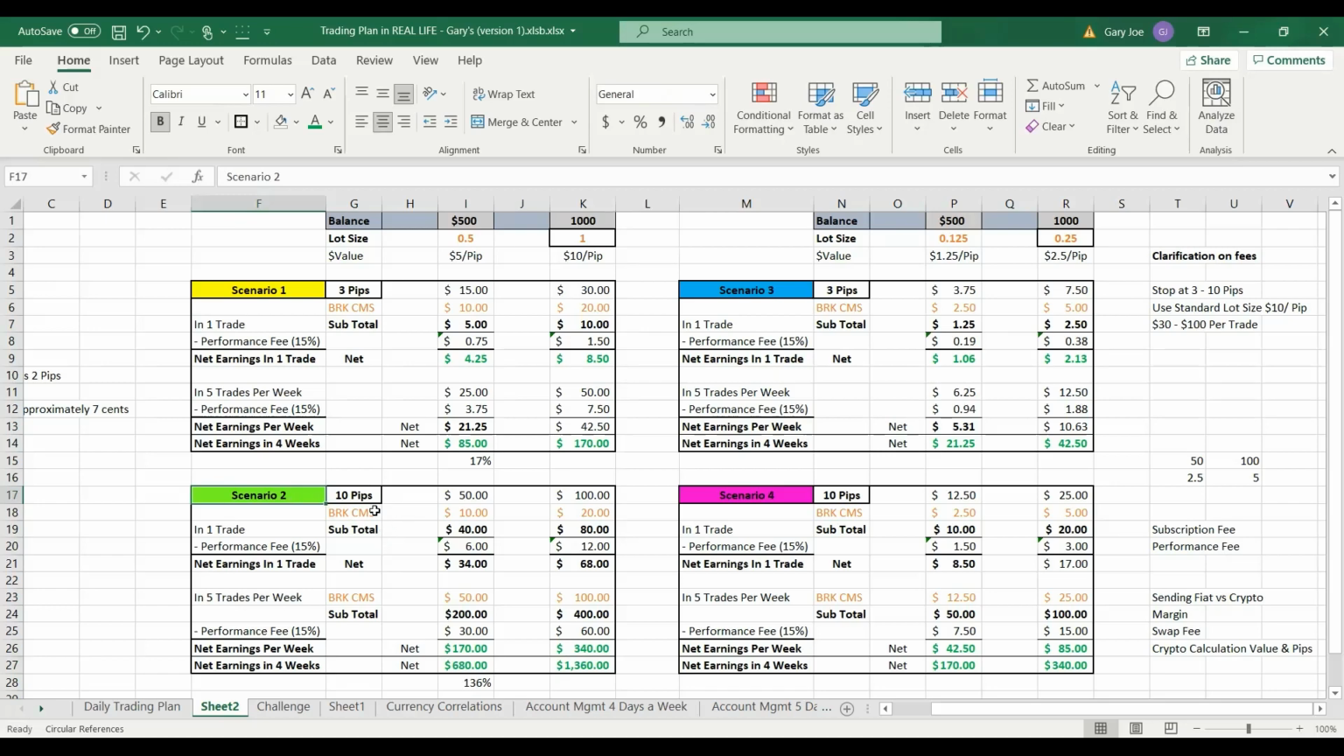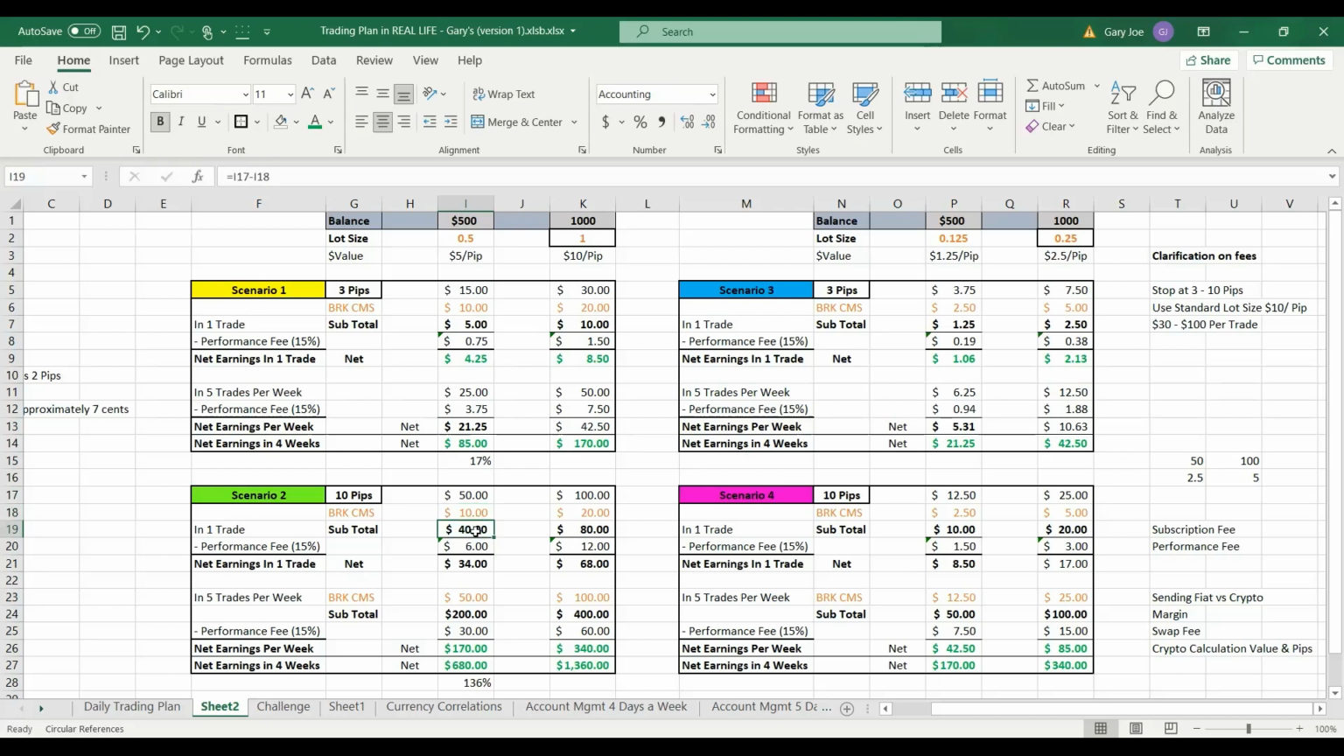Thank you. Sure. Scenario 2, if 10 pips was earned instead of 3 pips, then a person with a $500 account trading at $5 per pip, 10 pips would be $50 profited. The broker gets 2 pips, so 2 times $5, which means the broker will get $10. What's left is 50 minus 10, which is $40.